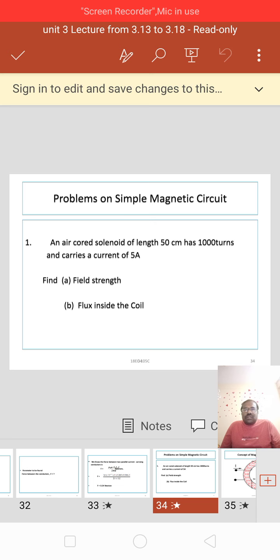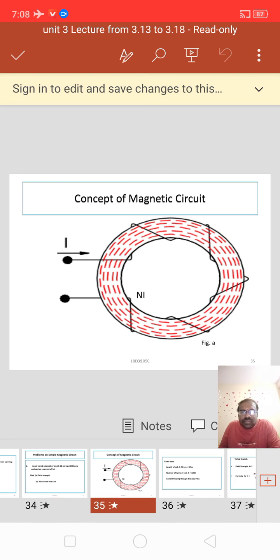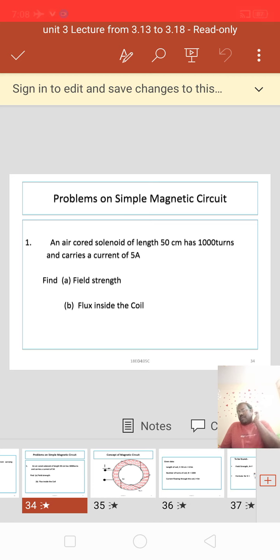Next one. An air-cooled solenoid of length 50 cm has 1000 turns and carries a current of 5 amperes. Find the field strength and flux inside the coil. Here we want to find out the values of two quantities, field strength and flux inside the coil. Simple. It is the problem which I have given for you. Please try to do it at home and submit the assignment in the next class.